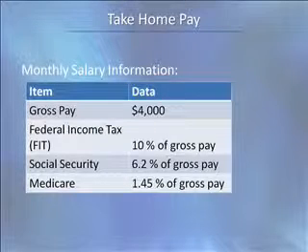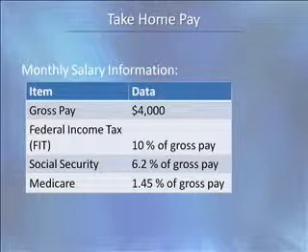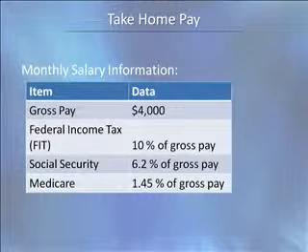Here is monthly salary information. We need to compute the take-home pay. Gross pay is $4,000. Federal income tax, FIT, is 10% of gross pay. Social Security is 6.2% of gross pay, and Medicare is 1.45% of gross pay.